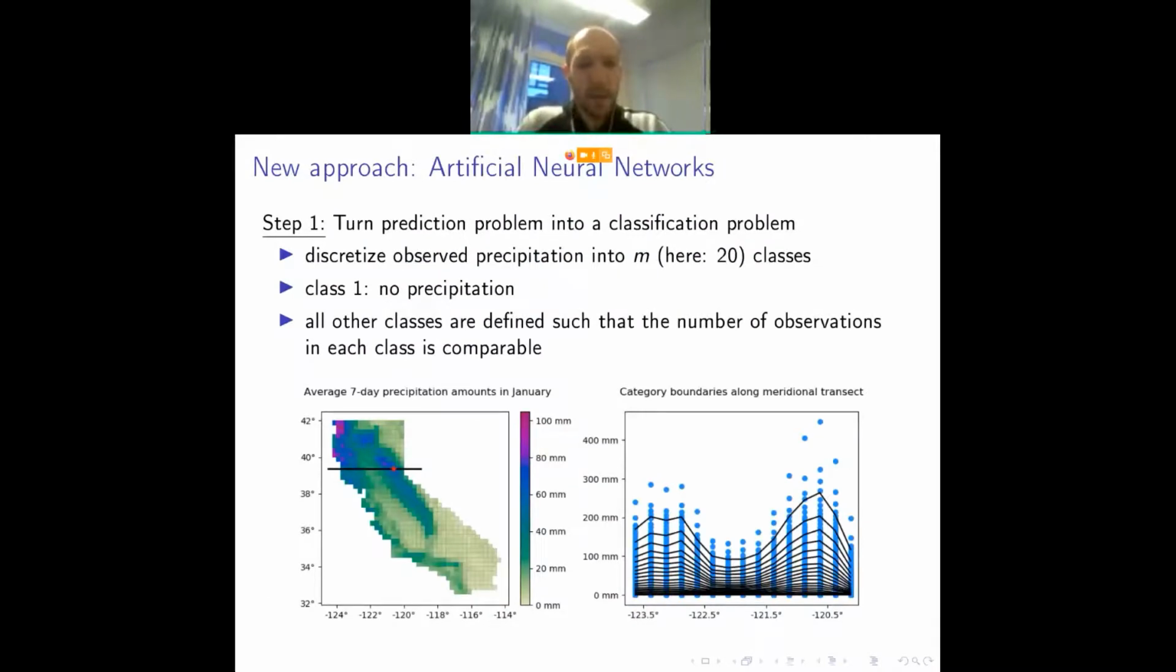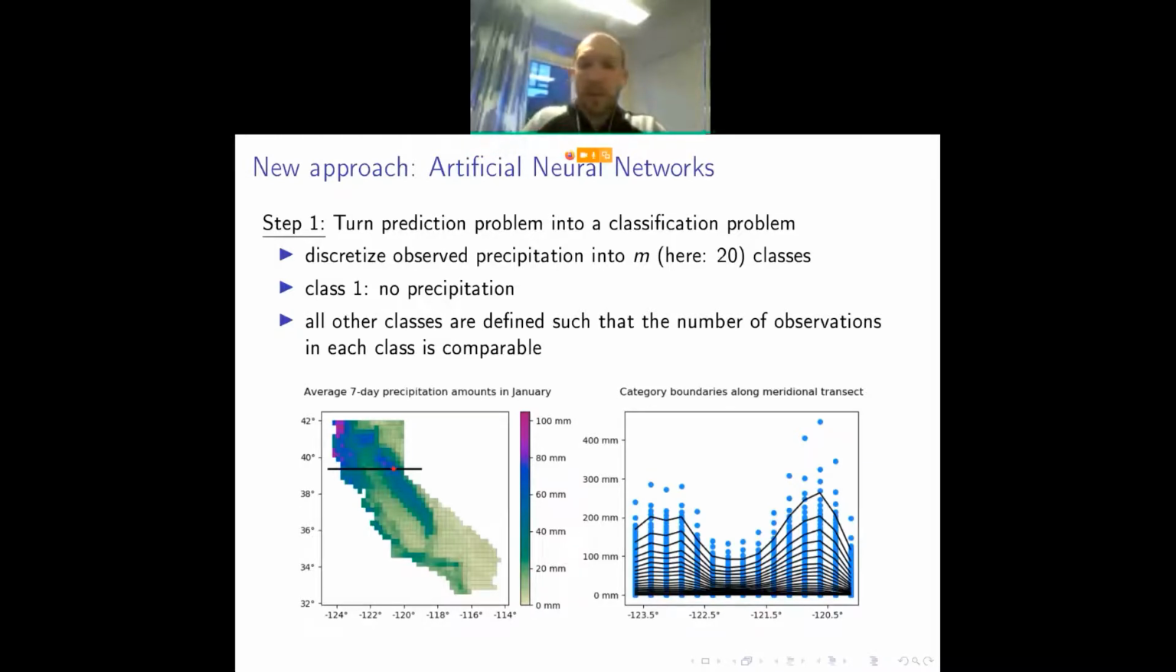To do so, we first did some pre-processing of the data. And in this particular case for precipitation, we thought it would be a good idea to first discretize the observations. What you see here in this example is a latitude transect in California, and the percentiles of the weekly accumulated precipitation.